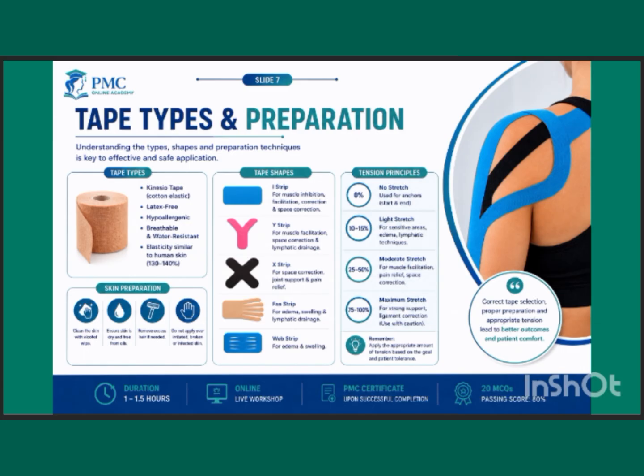Okay, remember these 4 steps before every application. Choose the correct tape. Select the appropriate tape shape. Prepare the skin properly and apply the correct amount of tension. Always remember these 4 steps. Correct tape, appropriate tape shape, prepare the skin properly and then apply the correct amount of tension. If you get these basics right, your taping will be more comfortable, more effective and longer lasting for the patient.